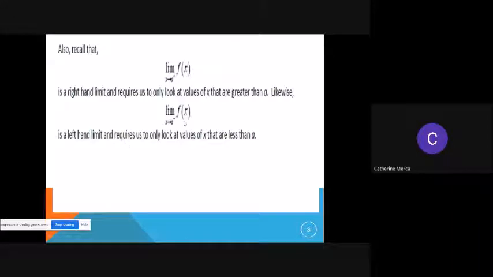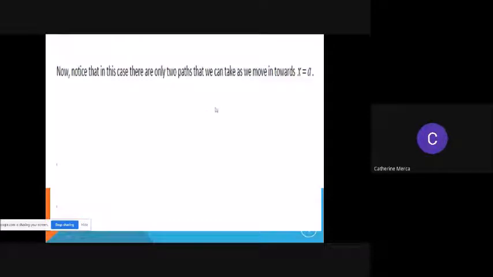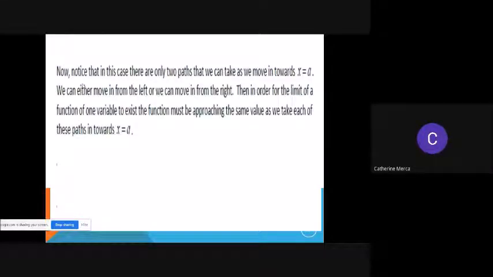On the other hand, this is what you call your left-hand limit. That is all the values from the left of a. So we have the limit of the function as x approaches a is equal to L, provided both your left-hand and right-hand limits actually exist. In that case, there are only two paths for one variable. You have x approaches a from the right, and then x approaches a from the left. That's what you learned earlier, in Math 060.